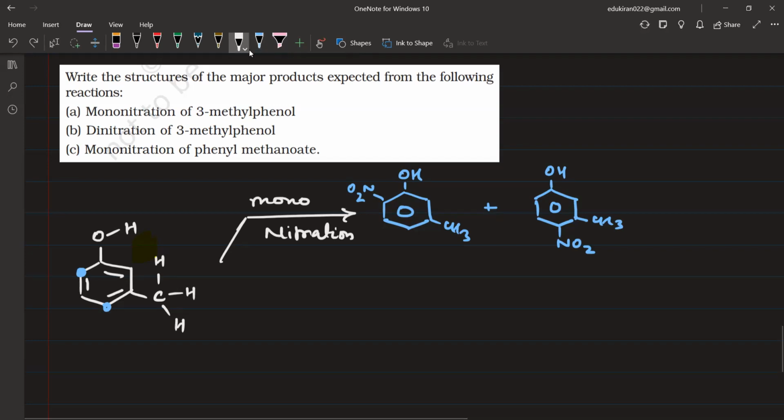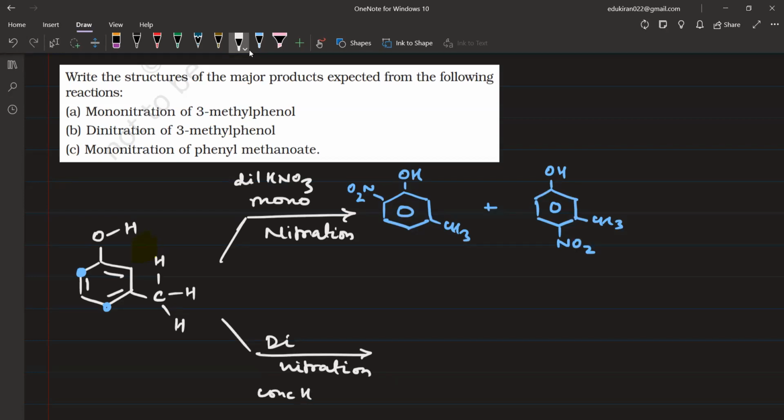Okay, but what is going to happen if we do dinitration? That means what we are using here in mononitration, we are using dilute HNO3. Dinitration in which we are using concentrated HNO3. Now, if we are doing concentrated HNO3, then we'll get only one product, and that product will have CH3, NO2 in this position, and NO2 in this position, right?